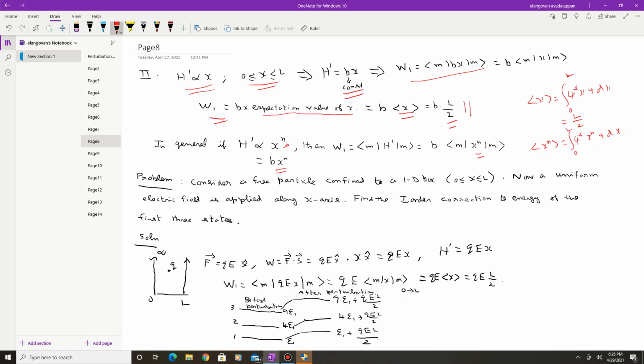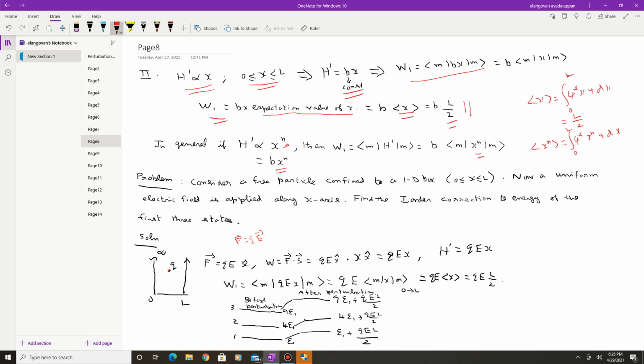Consider a free particle confined to a 1D box with limits 0 to L. Now a uniform electric field is applied along the x-axis. Find the first order correction to the energy of the first 3 states. So here is a potential well, a particle of mass m is here, the charge is q. Once you apply an electric field, the force F is equal to qE, charge times electric field.